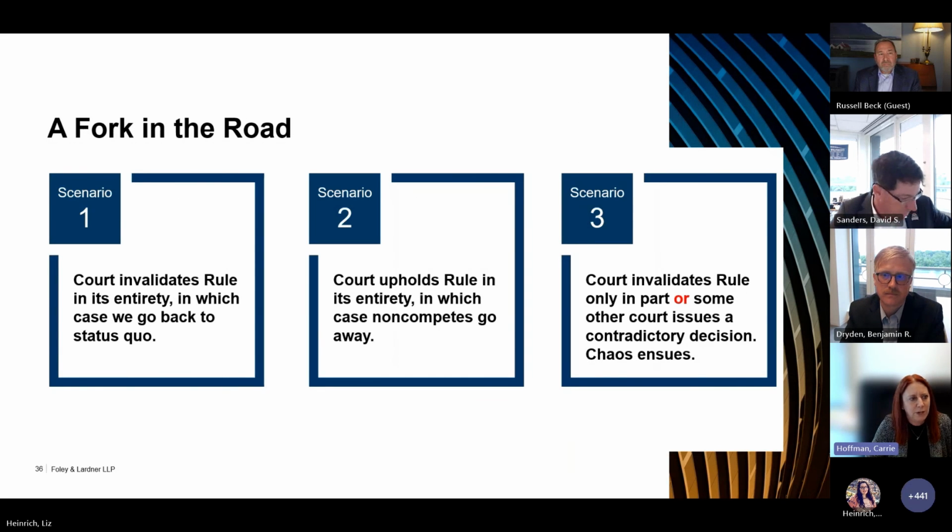So, I mean, there are three options here. One is that the court invalidates the rule, in which case we go back to the status quo while the FTC likely appeals the decision to the Fifth Circuit, but it would stay the effective date that's now for September 4th. The court could uphold the rule in its entirety, in which case effectively non-competes will go away. Again, presuming that Ryan will appeal it, then we'll have to decide what happens to other cases based on this issue. And then the court could invalidate some part of the rule, and we'll have lots of other courts deciding these issues, and we'll have chaos. Next slide.